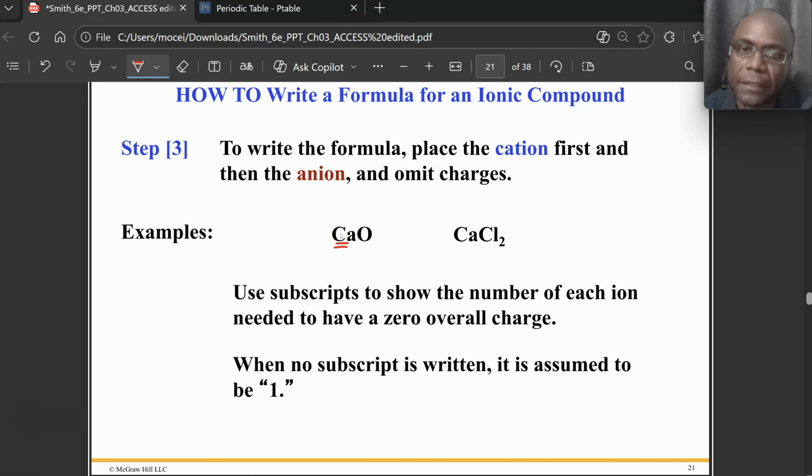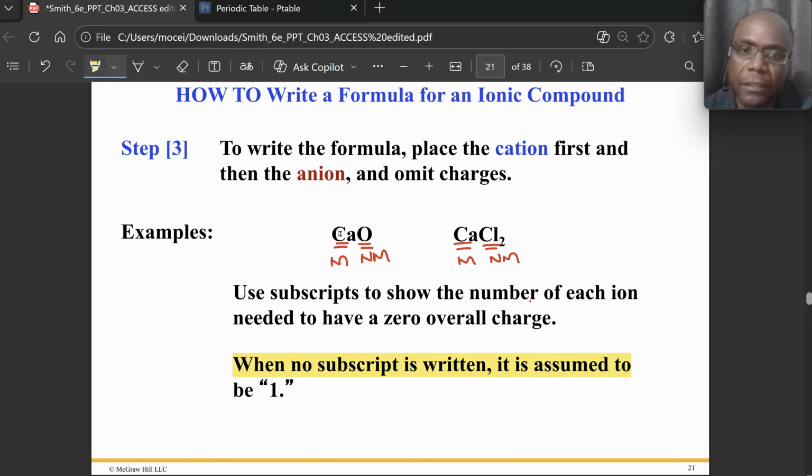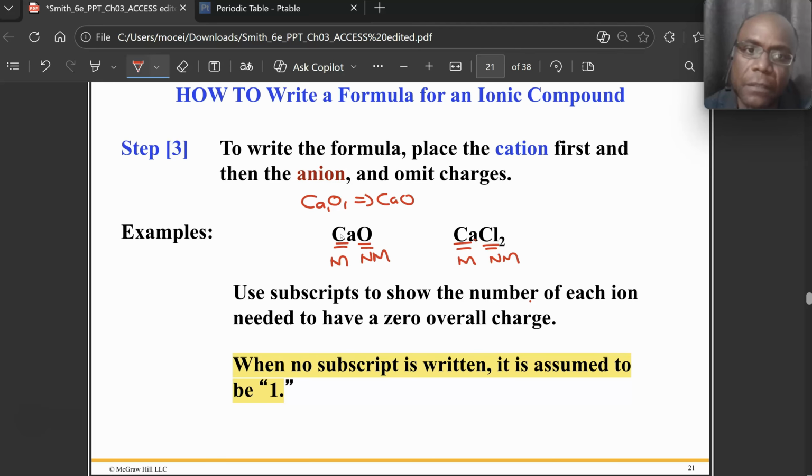So in this case, calcium is the metal, it gives you the cation. Oxygen is a non-metal, it gives you the anion. Calcium is the metal, gives you the cation. Chloride is the non-metal, it gives you the anion. Like I said again, you imply the ones in the subscript. So like this one, we don't need to say Ca1O1, we just say CaO. And in this one, we don't need to say Ca1Cl2, we just say CaCl2.